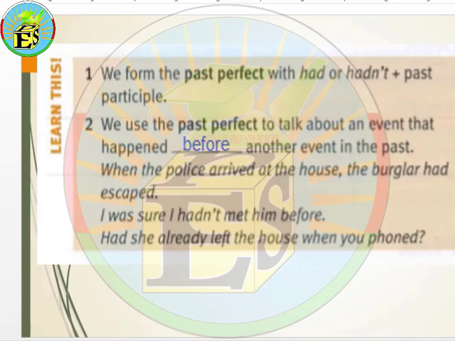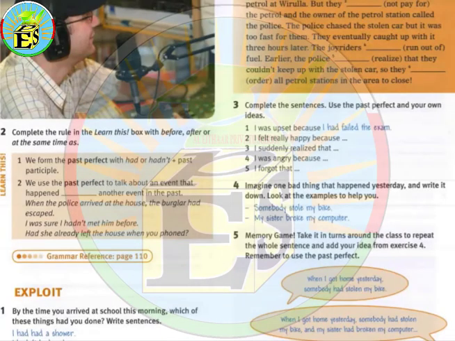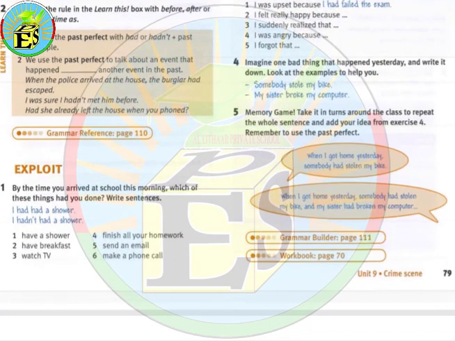Okay, now let's go for the next exercise. Exploit. Task 1. By the time you arrived at school this morning, which of these things had you done? Write sentences. He gave you the first one as an example. I had had a shower. Look here, had plus the past participle of have. So I had had a shower. The second one, I hadn't had a shower. So here positive and here negative.